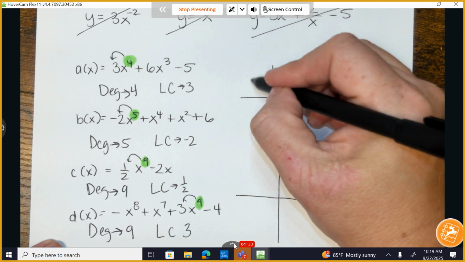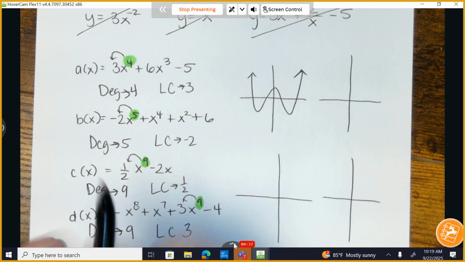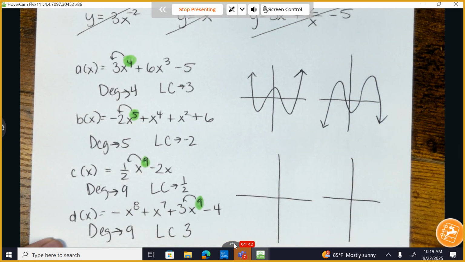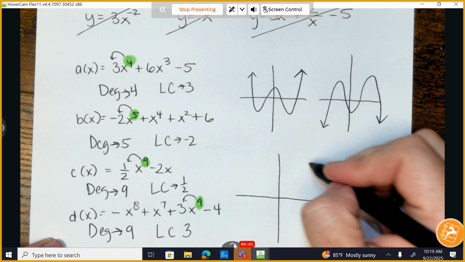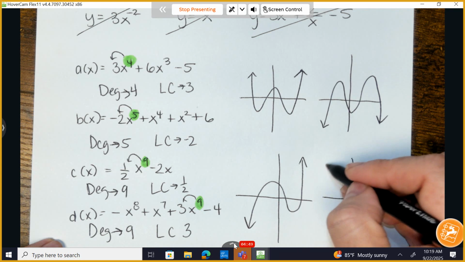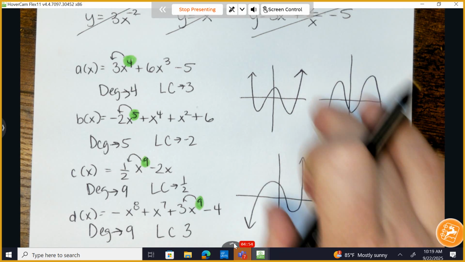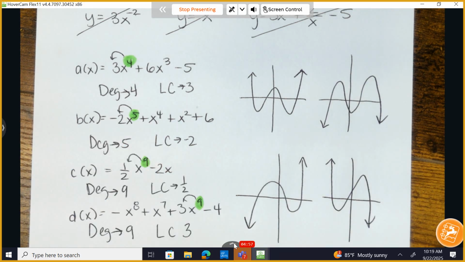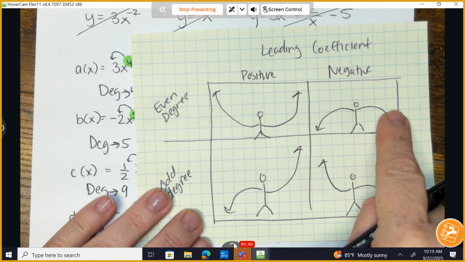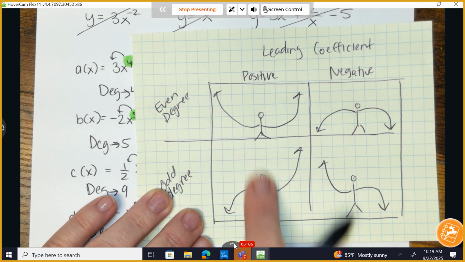On the ends, we're going to see functions that maybe look like this. Maybe they go up on the left and up on the right, or maybe it's the reverse. Maybe they go down on the left and down on the right, or maybe one goes up on the right and down on the left, or vice versa. We can make that identification by knowing the degree and the leading coefficient. Right now we're talking about what's called the end behavior, what's happening on the ends, and in the next 5 to 10 minutes we'll talk about what happens in the middle.